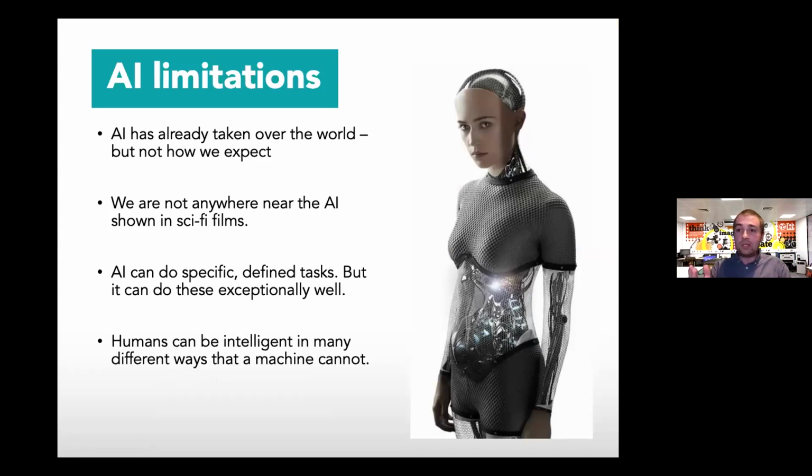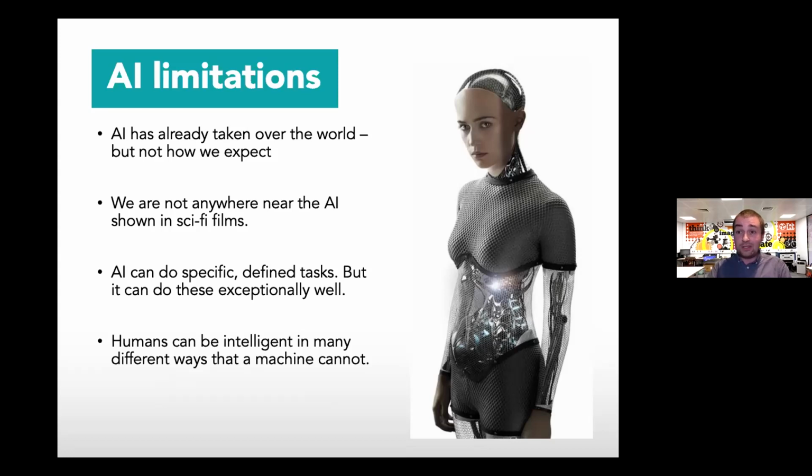We're not in a situation where we have robots that can act as humans in every single way that a human can be. AI is very good at doing one very specific thing. So we can train AI to be really, really good at chess. And actually, AI is better at chess than any other human in the world.